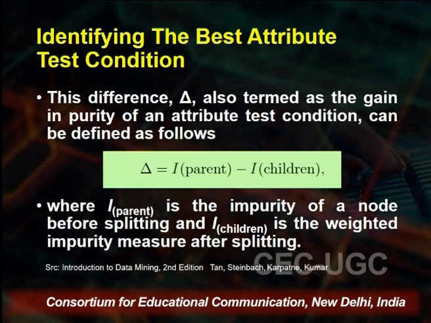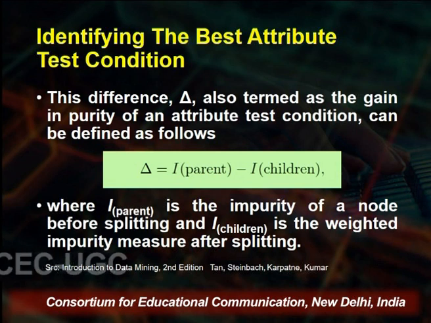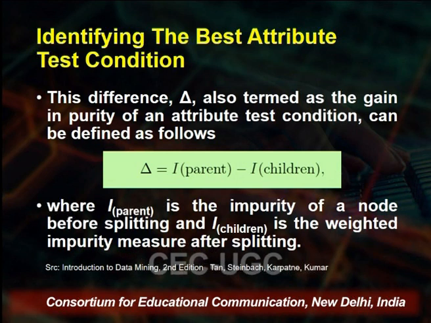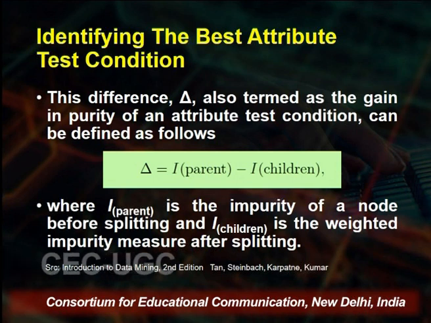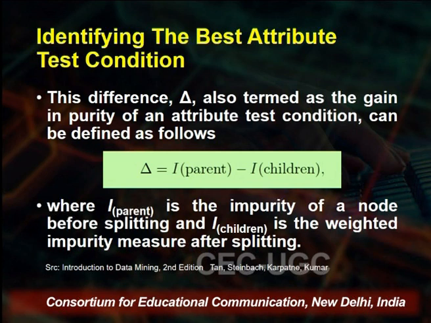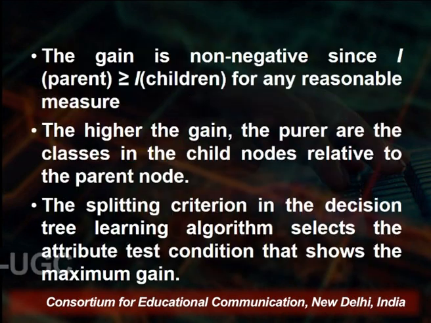Okay, so the parent node's impurity is before splitting, and after you split a particular node, you get the child nodes and you calculate their impurity. This difference, which is also called delta, is termed the gain in purity of an attribute test condition. So, delta means the difference between the impurity of the parent node and the impurity of the child node. So, this delta value should be the maximum. If it is the correct, best condition, the value of delta will be the highest.